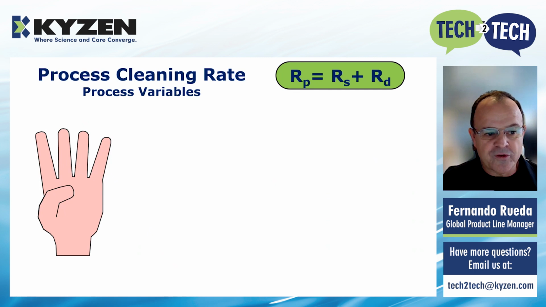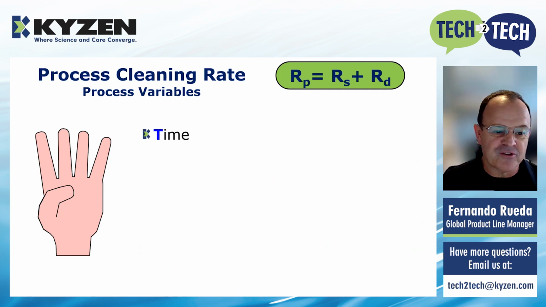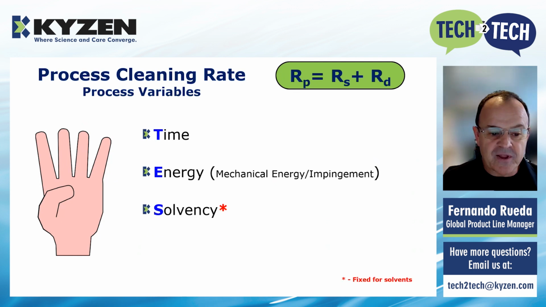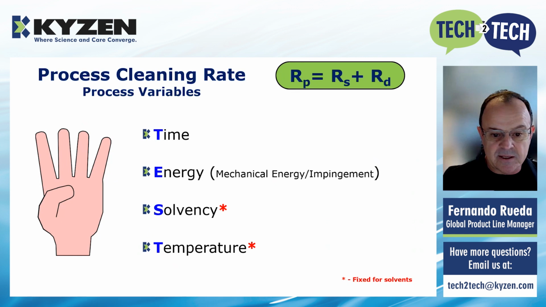Okay, so which are the process variables, the process parameters that we need to watch? Time, energy, which, as I mentioned before, is related to the machine, to the equipment that we are using. Solvency, which is the chemistry that we're using. And when we are using solvents, that is fixed because we are using them at 100% concentration. So there is no change in that. And the temperature, okay? Typically for solvents, it's also fixed because the solvents are going to be working at their boiling point in most cases.